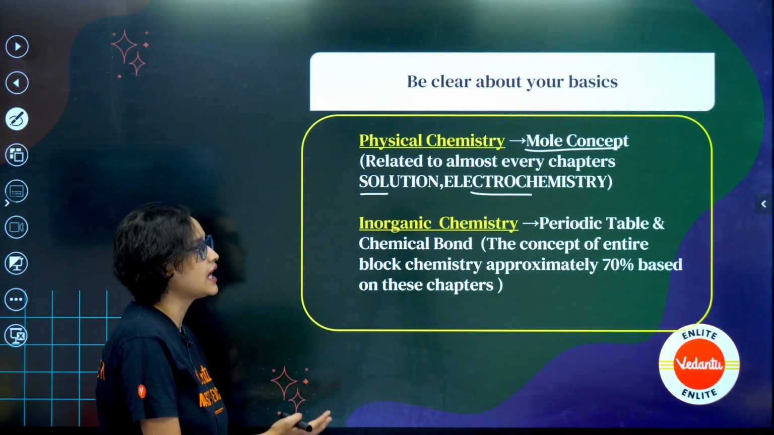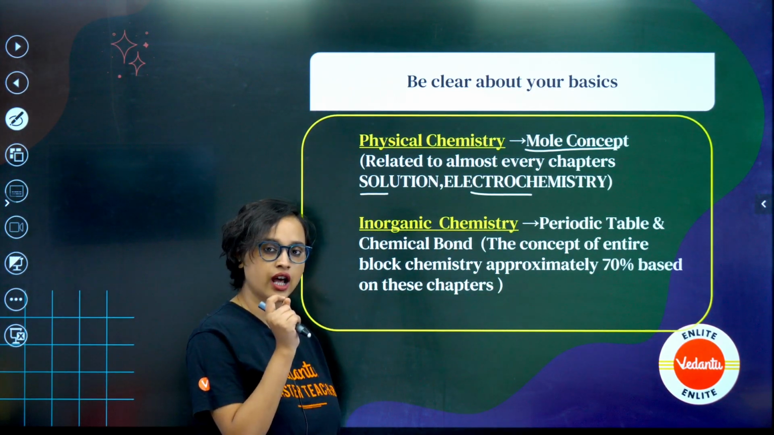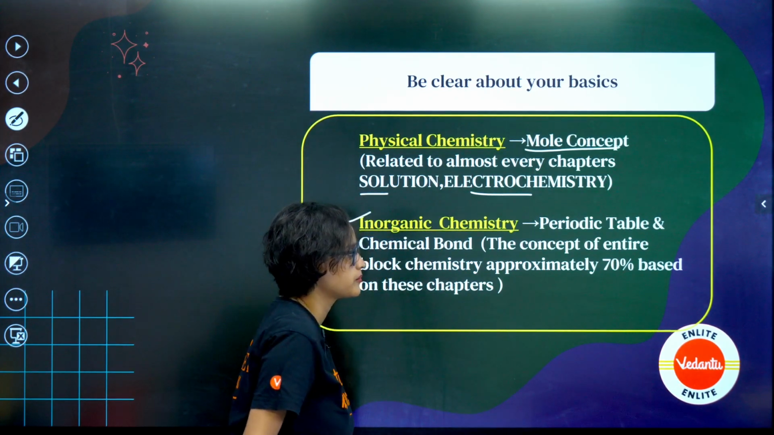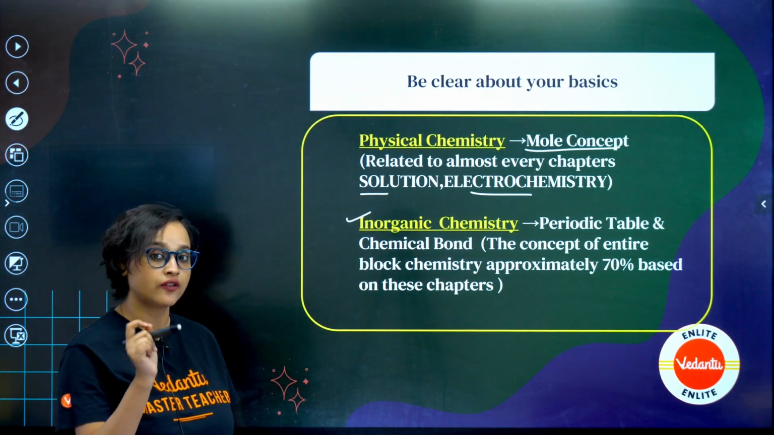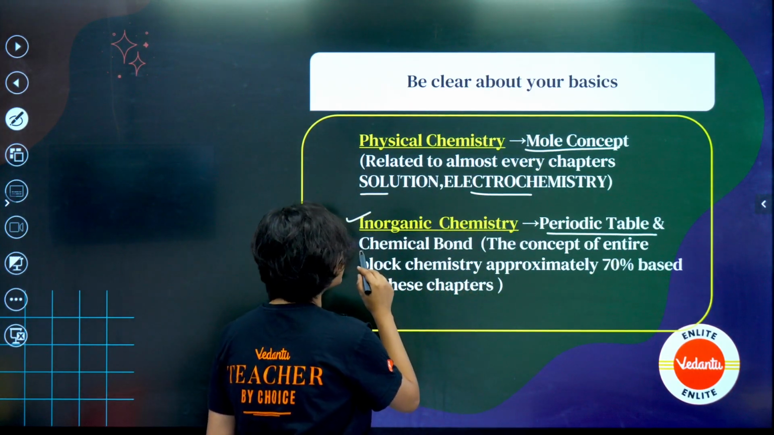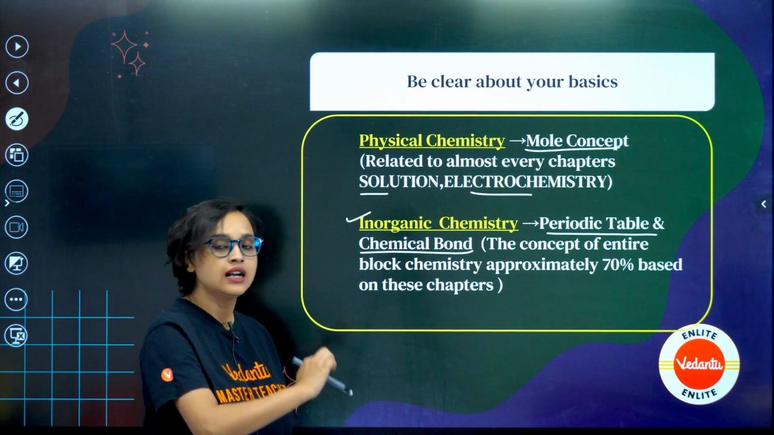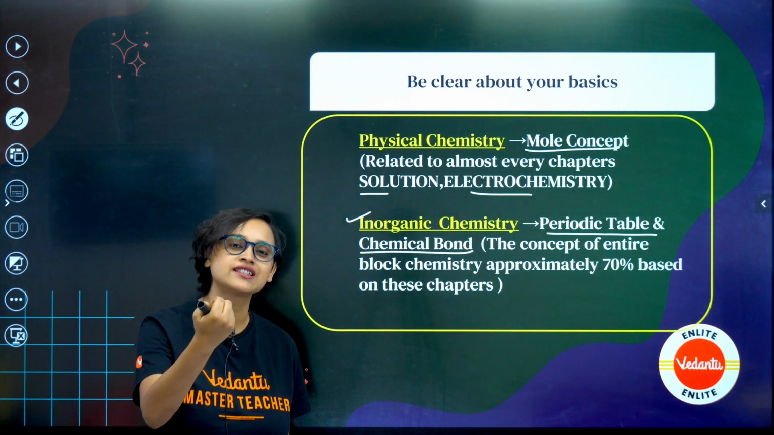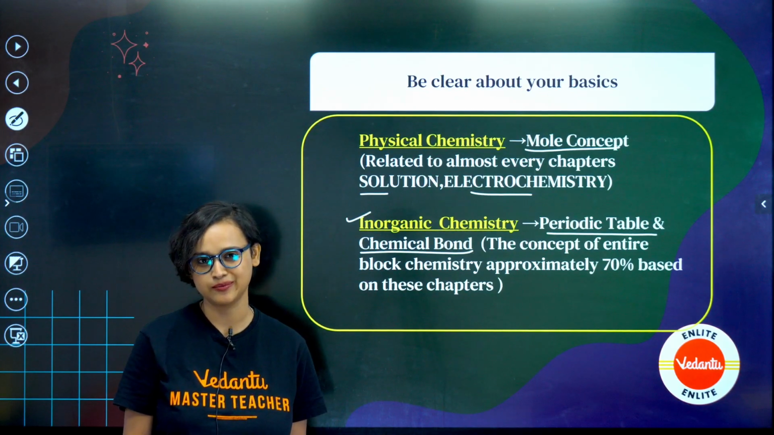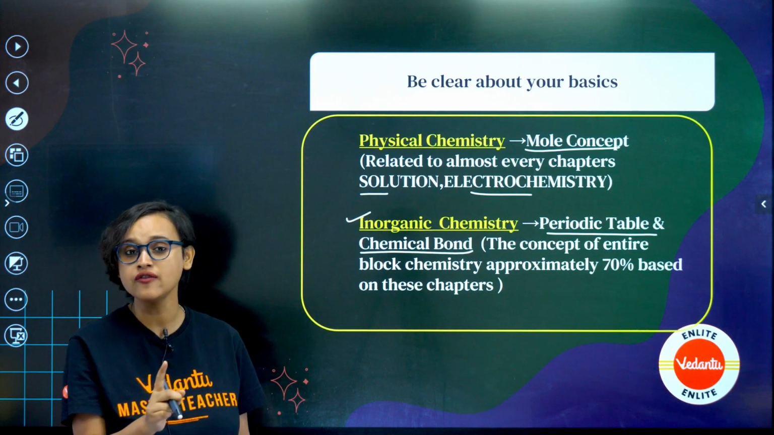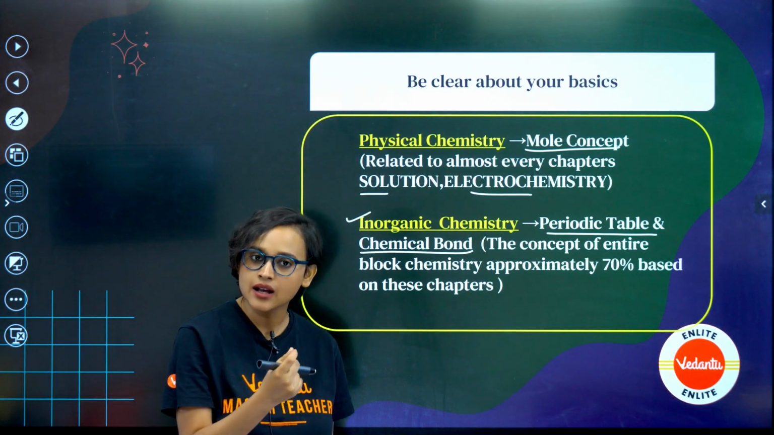Once you are done with mole concept, you move on to inorganic chemistry. In inorganic chemistry, the first chapters you should complete are periodic table and chemical bonding. Once you are done with these two chapters, you have pretty much covered 70% of inorganic chemistry. Inorganic chemistry is very scoring. It's not too tough. It's a little dry subject.